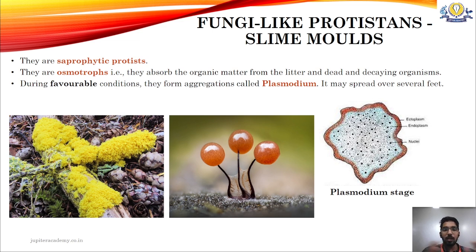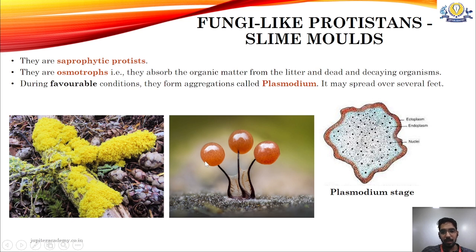Okay, and it spreads over several feet as shown in the figure. The yellow colored thing is nothing but plasmodium. During unfavorable conditions it forms fruiting bodies which produce spores, which is seen in the adjoining diagram.